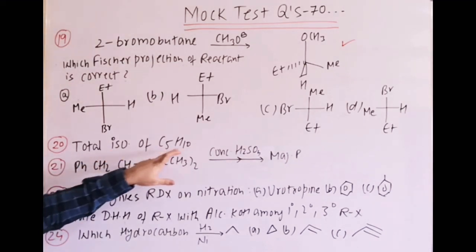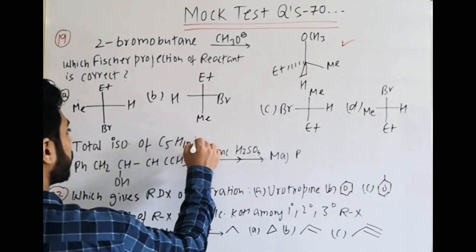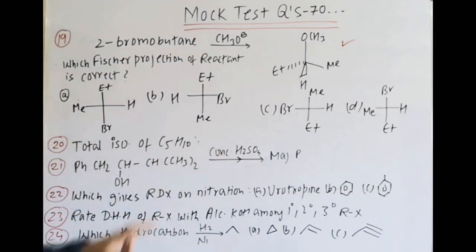Total isomers of C5H10 possible. Total isomers means you have to consider stereoisomers also for C5H10. These two questions you can try.